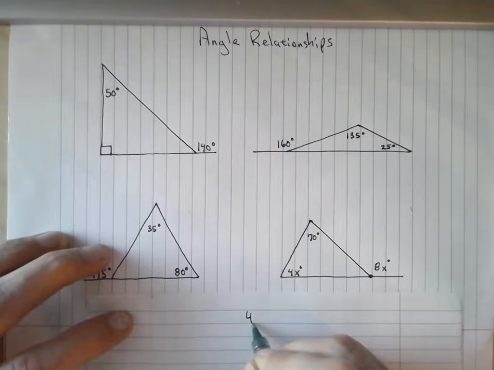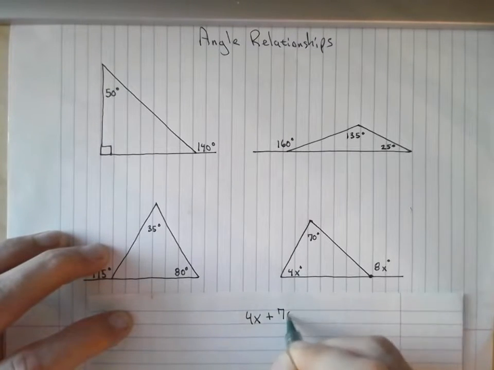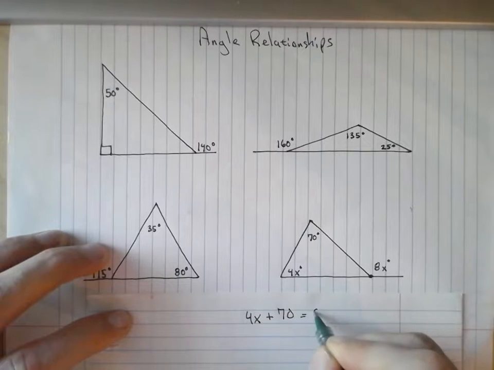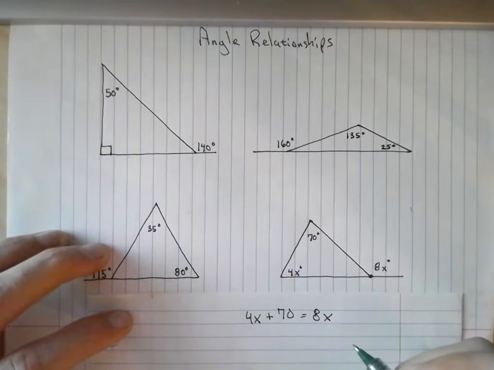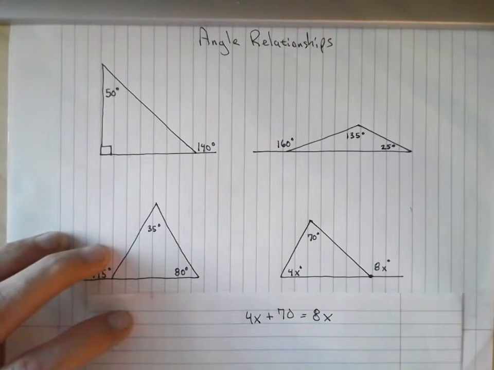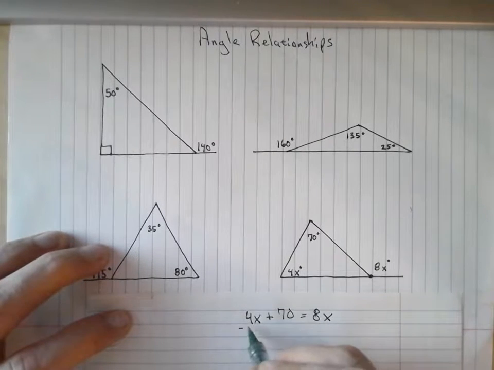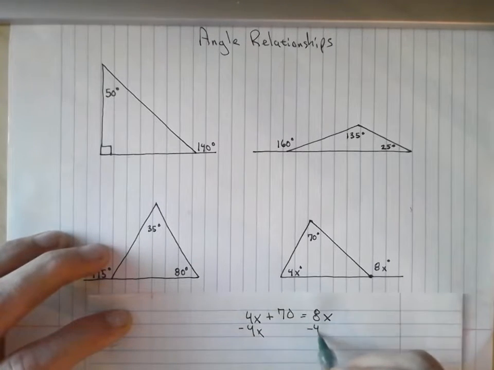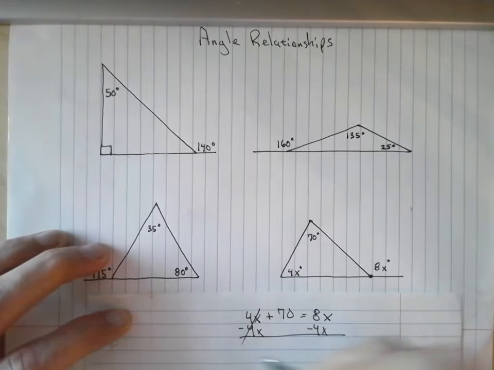4x plus 70 is equal to 8x. And now we have a very simple equation that we can solve. Subtract 4x from both sides. Zeros out. 70 equals 4x. Divide both sides by 4. 4 divided by 4 is 1, so that just leaves x.